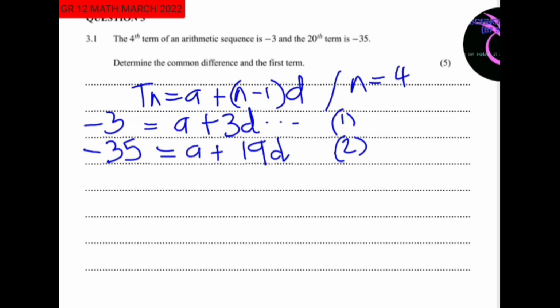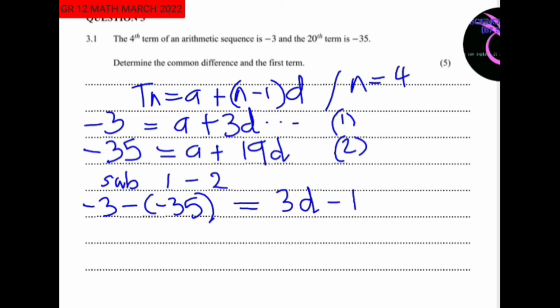The simplest way I can do this is to subtract these two equations, because I can see that one of the coefficients is 1 on the variables. Okay? So I'm going to subtract 1 minus 2. In other words, subtract equation 1 from equation 2. So on the left-hand side, I'm going to have minus 3 minus 35 being equal to, the a's are going to cancel out. I'm going to cancel out the like terms, and then I'm going to have 3d minus 19d.